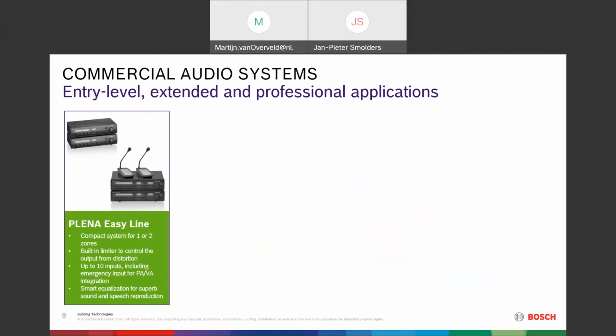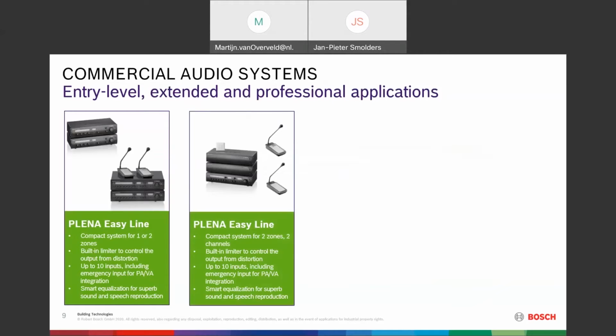Now, if you look at the different systems, we started with the 1 to 2 zone systems, Planner Easy Line, like you see here on the picture. Integrated mixer amplifiers. Then the 2-zone system with 2 amplifier channels, like you see here, a mixer with 2 external amplifiers, also a wall panel for remote control possibility, and call stations where you can select the 2 zones individually.